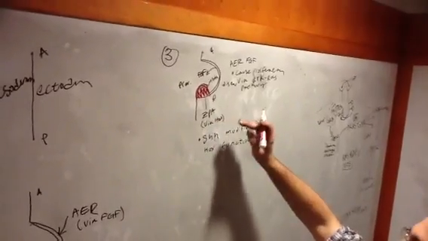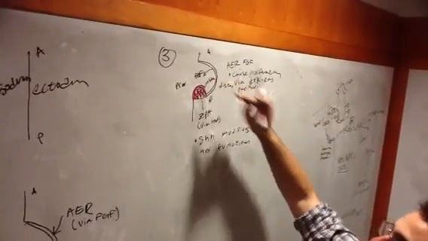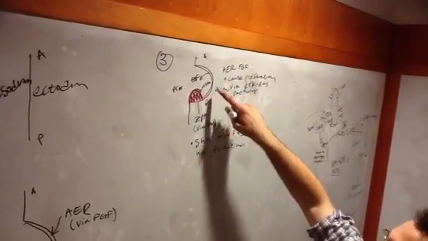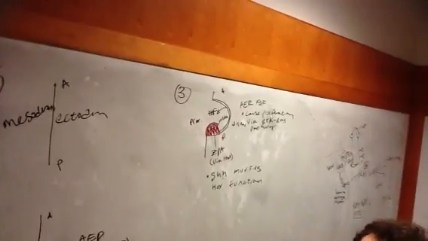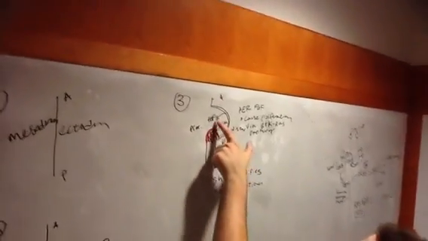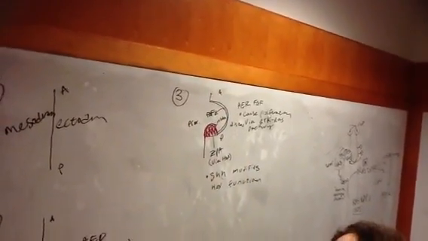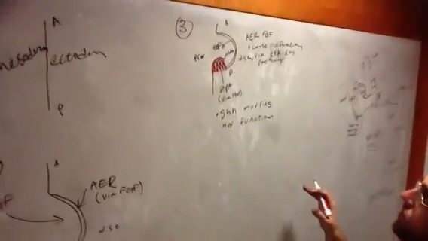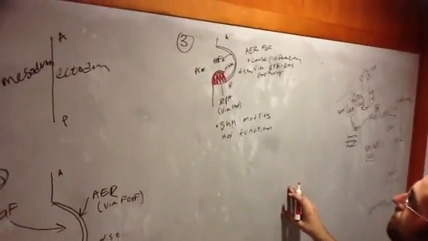The interactions between SHH, oh, and another thing, the AER actually secretes a different type of FGF. There's a multitude of different types of FGF. The FGF that the AER secretes is different from the FGF that induces the production of the limb bud. But that's kind of a side note.